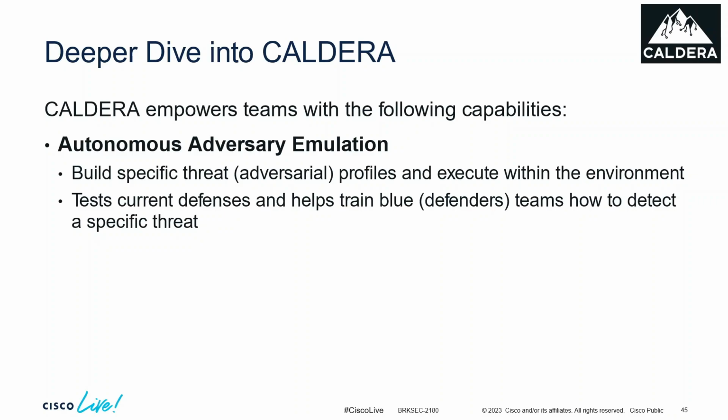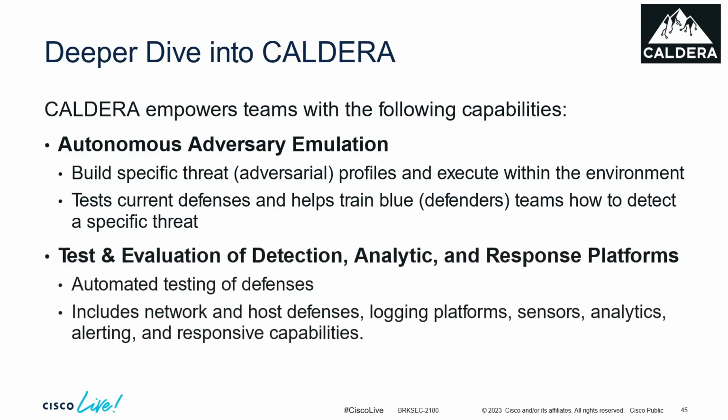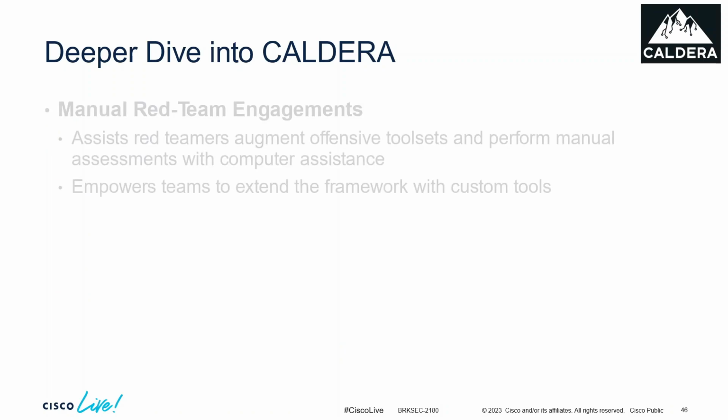The blue team is ultimately part of the equation here, and it helps develop the skill sets for the organization. Then you can do test and evaluation of detection, analytic, and response platforms. So automated testing of defenses includes network-based controls, host-based defensive capabilities, logging, sensors, etc. Now we're going to focus on the emulation portion of it. That's the goal of this session.